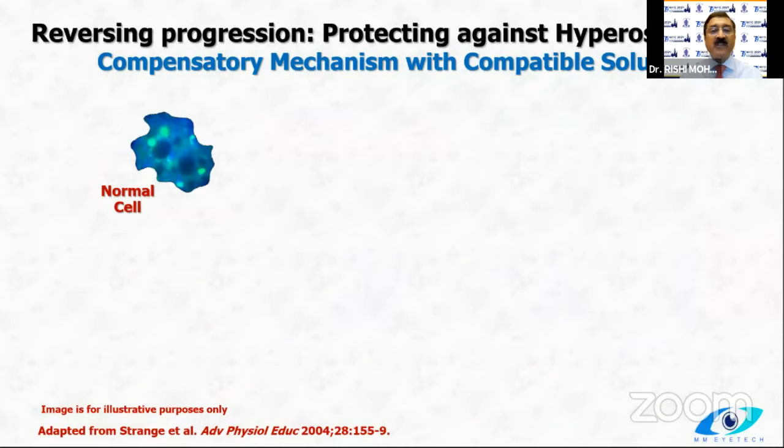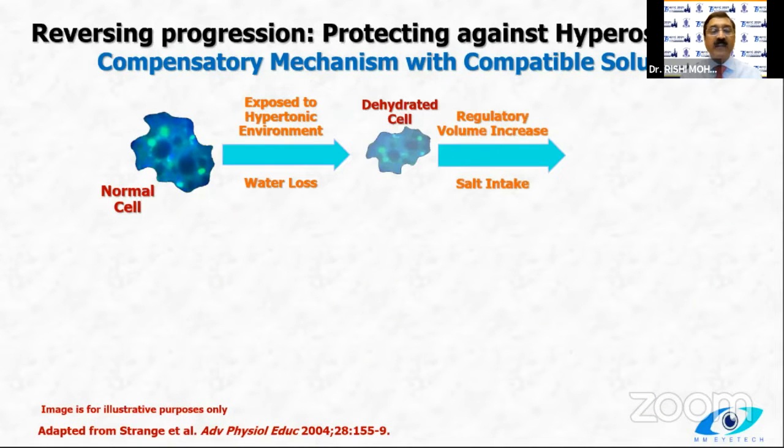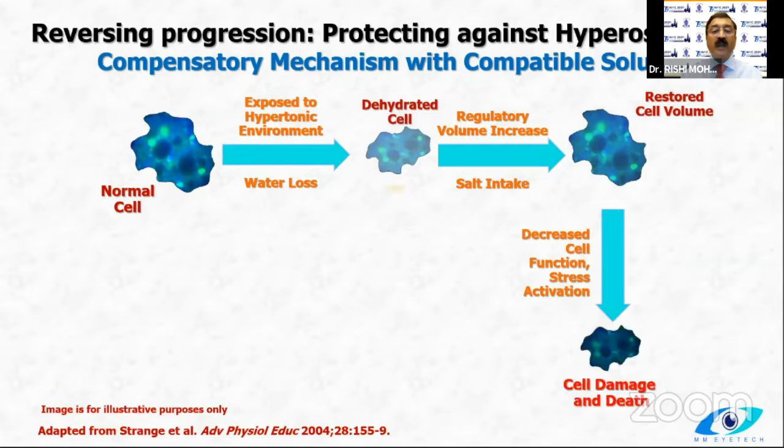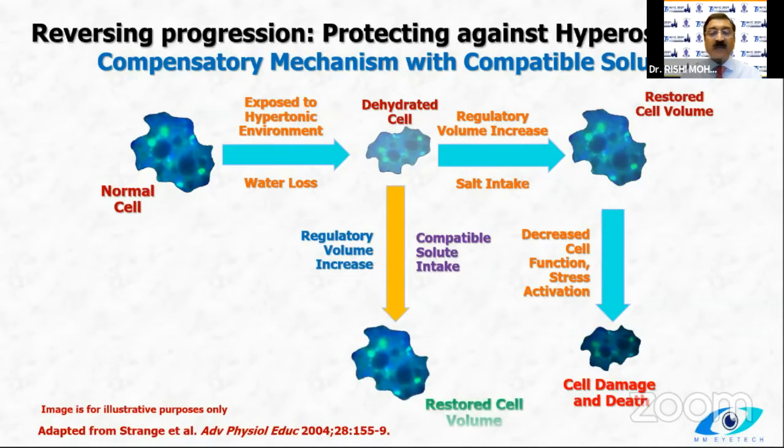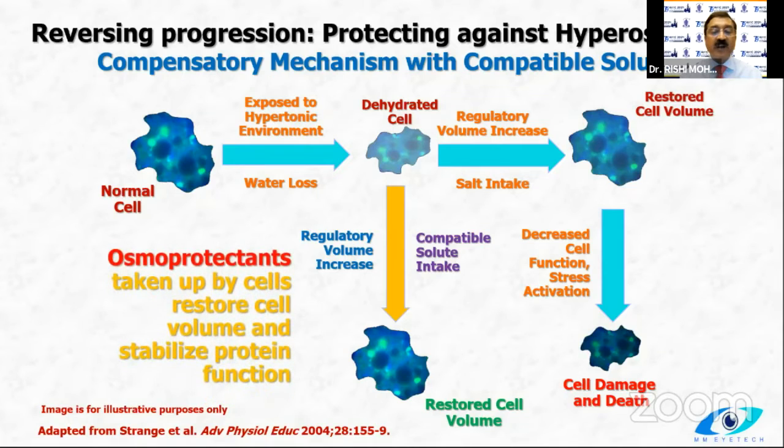So what happens? Can we actually reverse this whole process against hyperosmolarity? Can there be some other compensatory mechanism? Yes, there can be. And we can offer these cells of the corneal and conjunctival epithelium the option to import compatible solutes, which leads to a regulatory volume increase because it comes coupled with water, and the restoration of the cell volume happens. But these osmoprotectants or compatible solutes, which are taken up by the cells, do not interfere in the cell metabolism. They will restore cell volume and stabilize protein function without any negative effects.